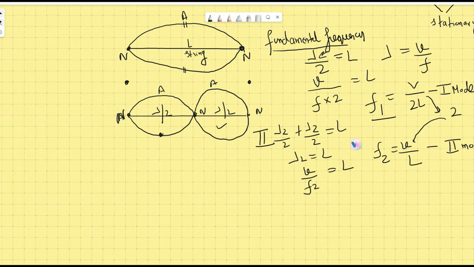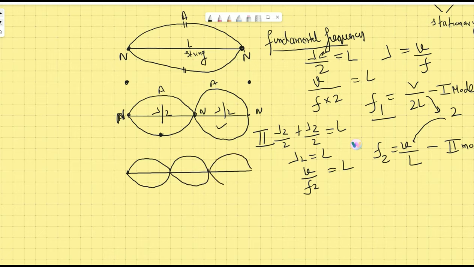Let's talk about the third mode. Okay. So this is your third mode. We will draw three loops which are flipping and flopping again, right? So let me draw the first one. This is the first one. And then you have the second one.